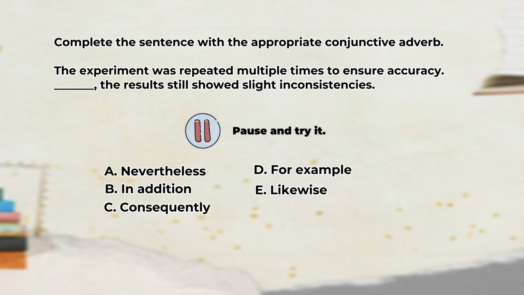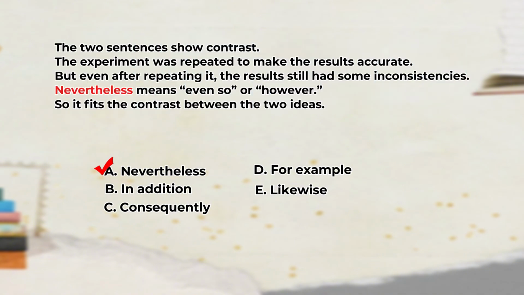The correct answer is A, nevertheless. The two sentences show contrast. The experiment was repeated to make the results accurate. But even after repeating it, the results still had some inconsistencies. Nevertheless means even so or however. So it fits the contrast between the two ideas. This question checks whether students understand transitions and logical connections between sentences.